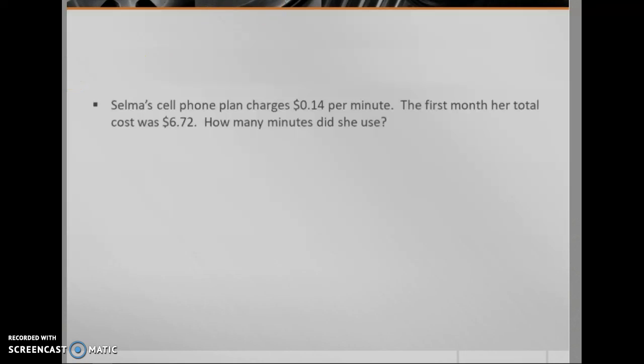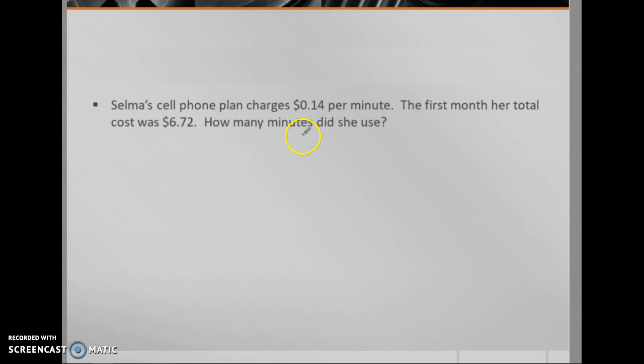In this lesson for cost problems, you're going to be working with identifying unknown variables and setting up an equation to figure out what the solution is for that unknown variable. So in this example, we have Selma's cell phone charges 14 cents per minute. The first month, her total cost was $6.72. How many minutes did she use?